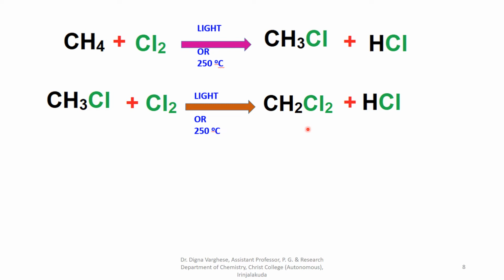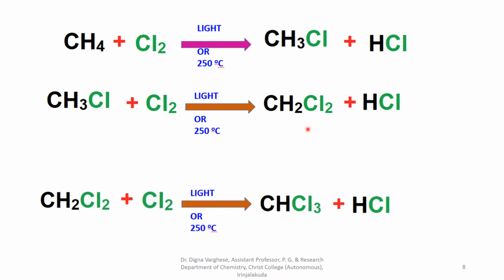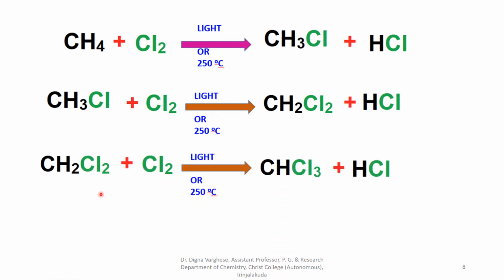If a sufficient amount of chlorine is also there, it will undergo further chlorination reaction, forming trichloromethane. That is, dichloromethane reacts with chlorine in the presence of UV light or at 250 degrees Celsius, forming trichloromethane plus hydrochloric acid. Trichloromethane is also known as chloroform.